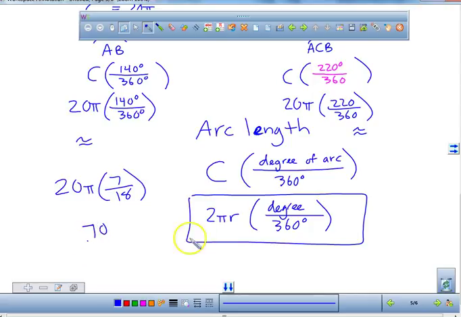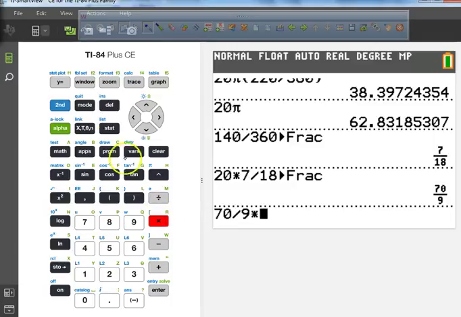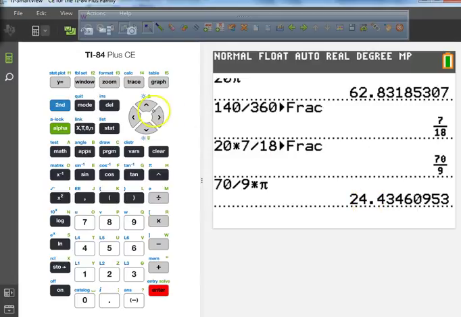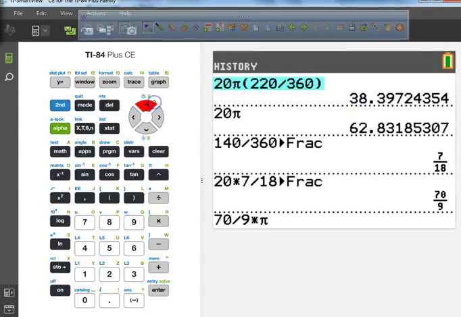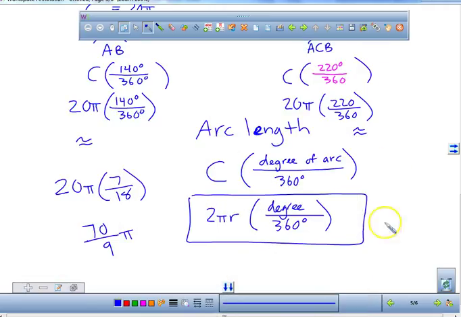70 over 9 pi units. Right? 70 divided by 9 times what? Times pi. See that number right there? 24.43. I'll scroll up. There it is. Right there, 24.43. Okay. All right, now what we need to do, have that in your journal.